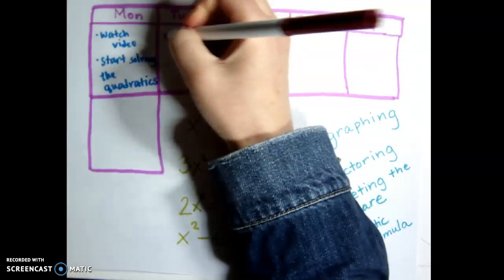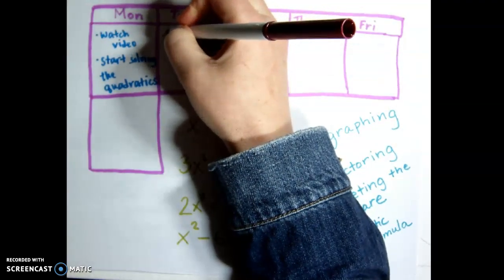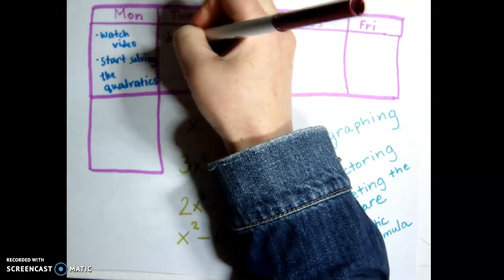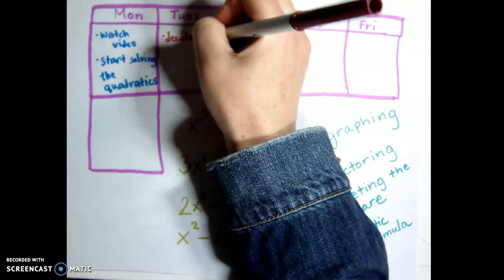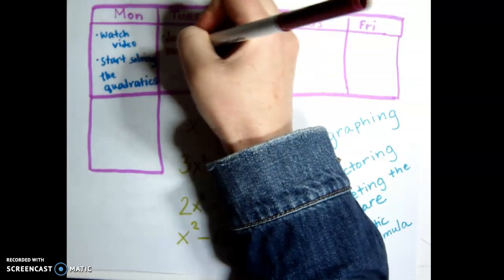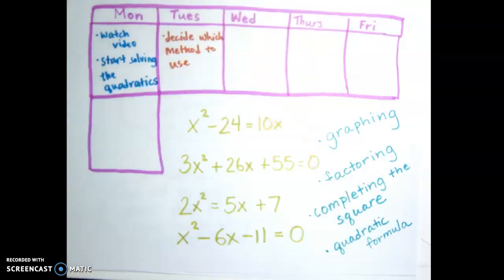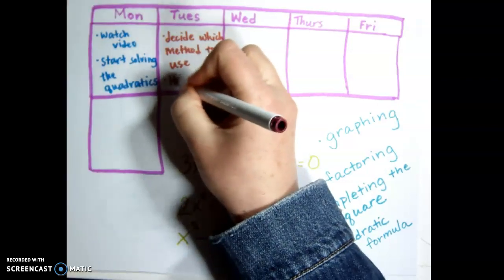On Tuesday, I would make your final decisions. So I would start making decisions about which method to use for each equation. So knowing that you have to use each of the methods, knowing that you have to solve all 4 equations, which one will you use for which equation? So that's definitely something I would decide by Tuesday. I would also start thinking about how you will present the project.